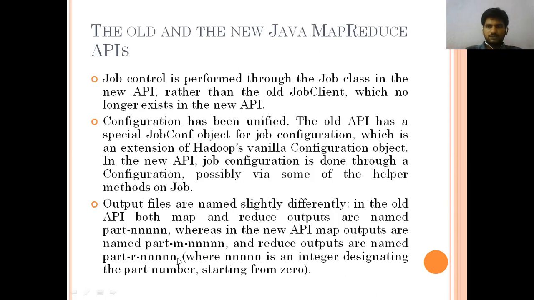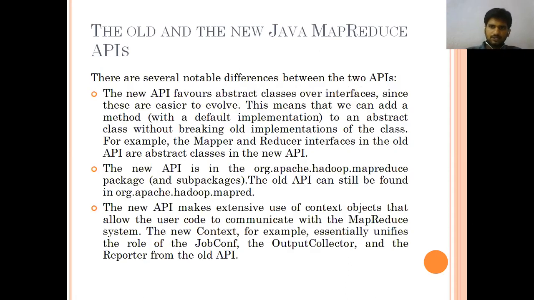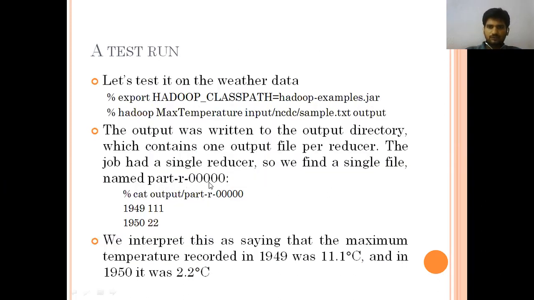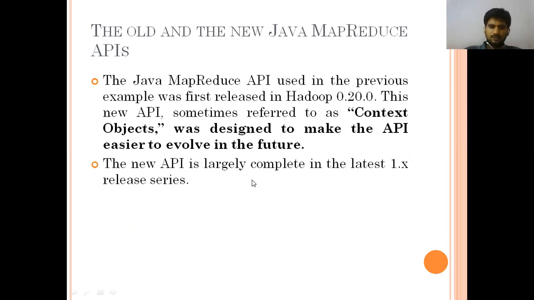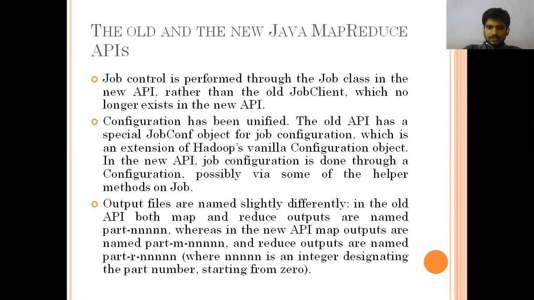That is the previous one we saw now. I remember that. Shall I show you again? See here, now it is visible. See this part-r with some zeros. That is the format of the numbers, five digits. Whereas in the new APIs, part-m is nothing but the map output number, and part-r is the reduce output. Here NNNNN is an integer designating the part number, starting from zero. That is the meaning of it.